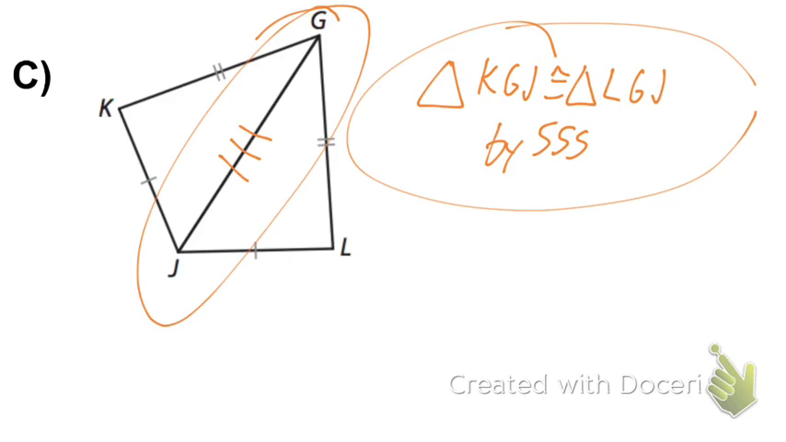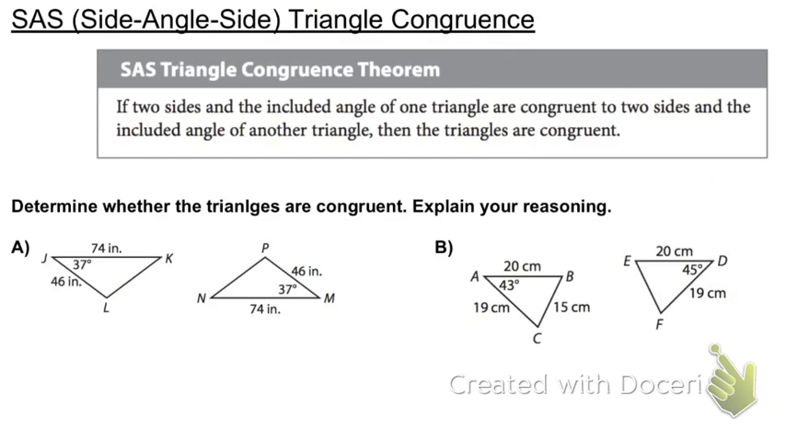Did I just pick any random angle? No, I picked a very specific angle. Where was the angle I picked? At the door? It was between the two specific sides, right? It was between those two specific sides. Which leads me to SAS, side-angle-side triangle congruence.